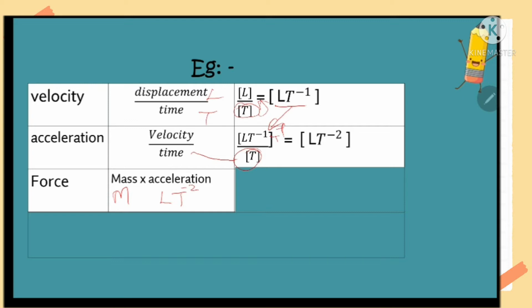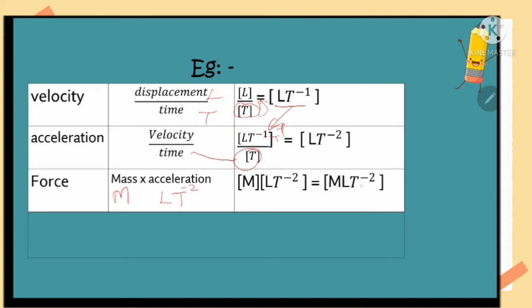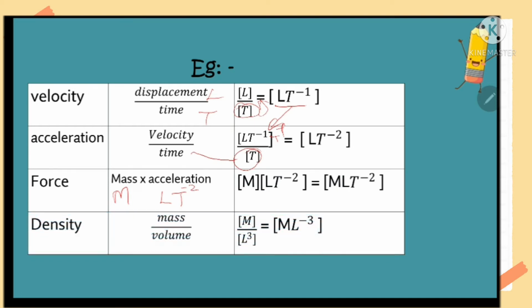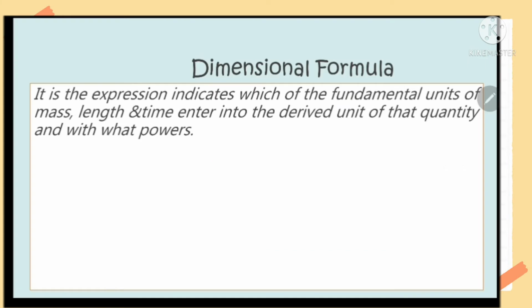So it has to be written inside the square bracket. So [MLT^-2]. Next is density, mass by volume, that is M divided by L cube, [ML^-3]. So all these are called dimensional formulae. So these expressions are called dimensional formulae. So what are the dimensional formulae?